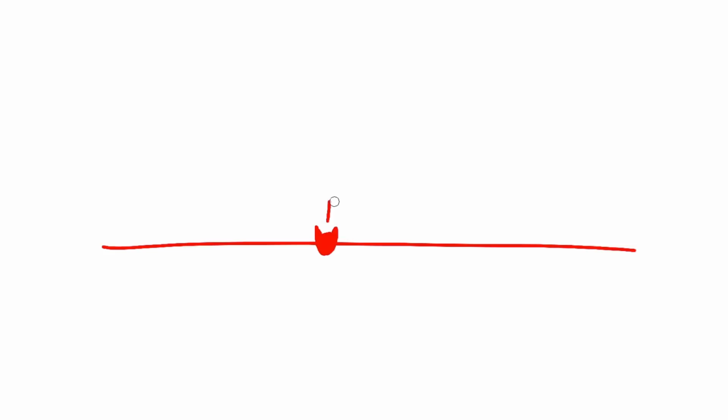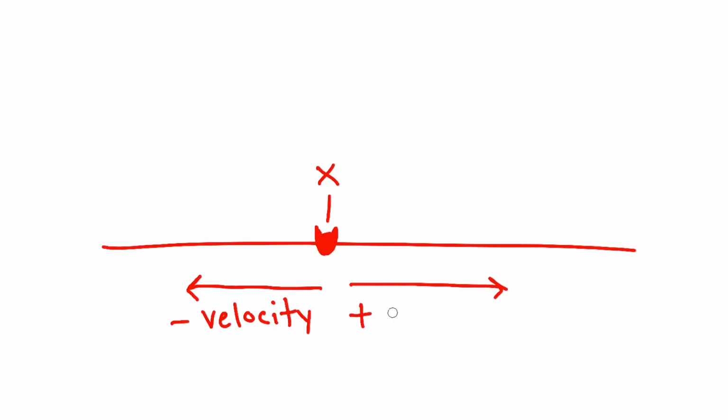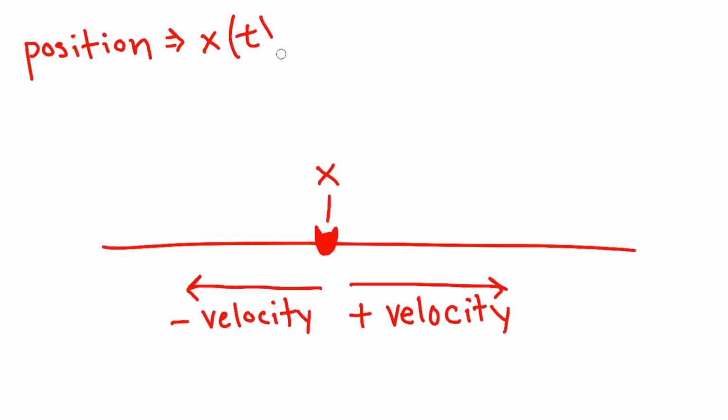All one dimension means is that we have one position variable on one axis. Let's call this x. Our character can move along the x-axis to the left or right, but it can't move up or down or jump. It's stuck on this line. In this case, a positive velocity means we move to the right, while negative means we move to the left.